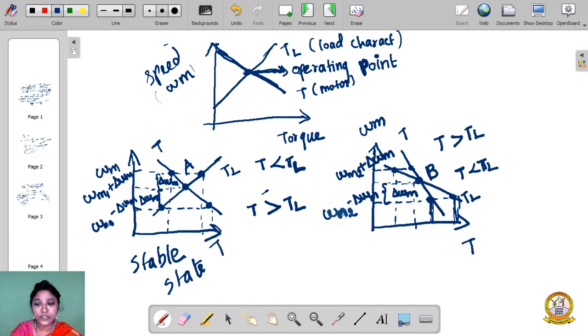So if we decrease the speed, again it couldn't return to the point B. It still moves away from the point, so it is still decreasing. The first case is still increasing and the second case is still decreasing. So it couldn't come to the point B. If it couldn't return to the original point, then this case is unstable. So this is an unstable state.